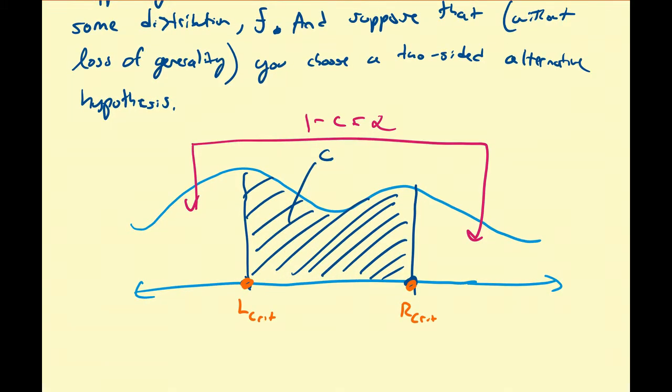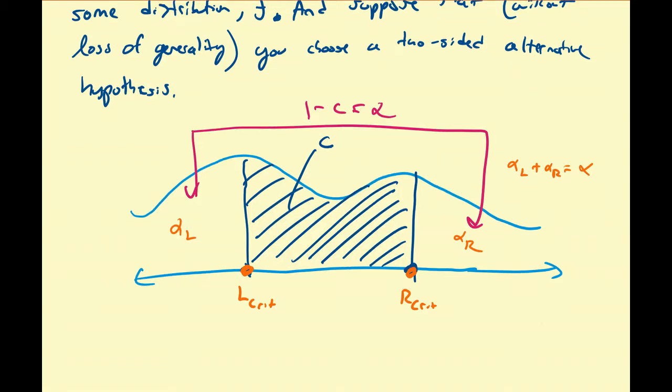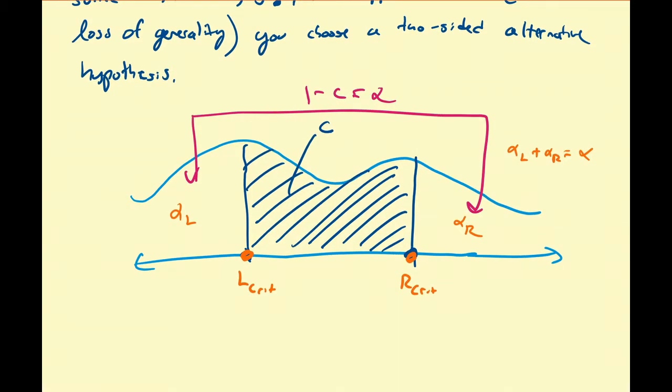These critical values correspond to some confidence interval, right? And over here, this is alpha L, and this is alpha R. So here, alpha L plus alpha R is equal to alpha in this scenario. Since we choose C, that means we indirectly choose alpha as well.